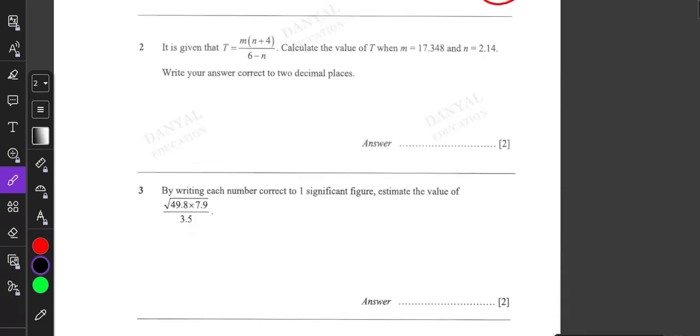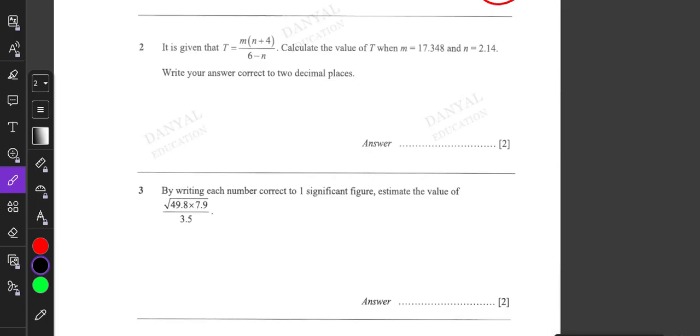Moving on to question number 2. I'll be doing all the short answers today. It's given that t equals m(m + 4) over 6 minus n. Calculate the value of t when m equals 17.348 and n equals 2.14. Write your answers corrected to 2 decimal places.